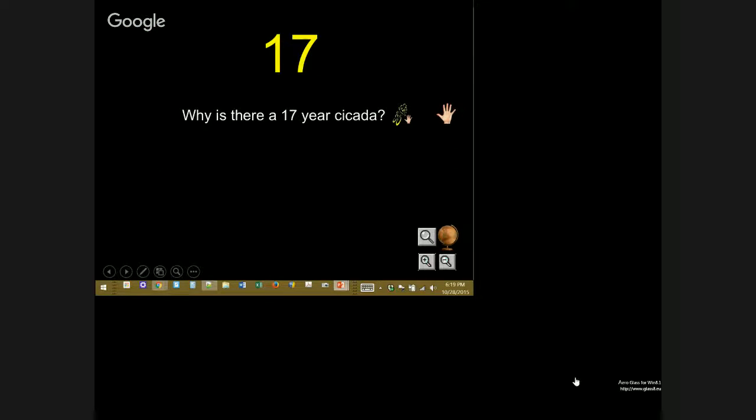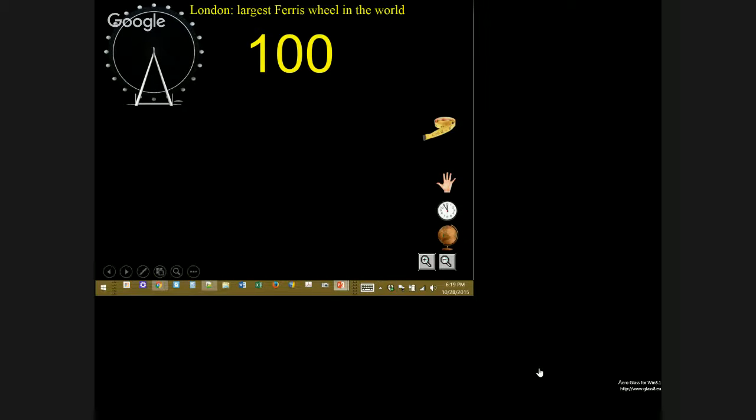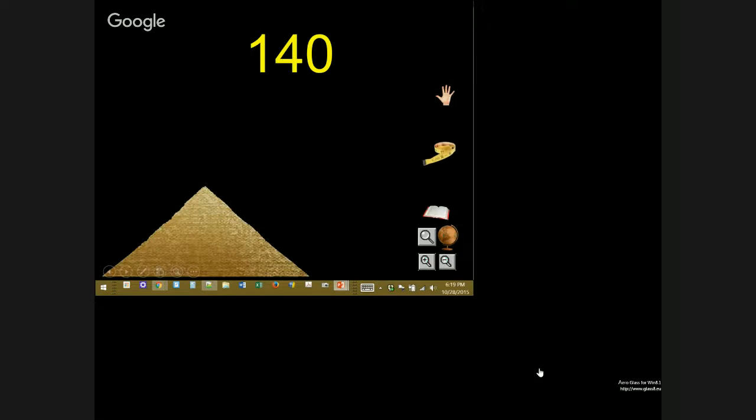So I wanted to show you that. And then I wanted to stop and make a pit stop at 100 meters. 100 meters is about the height up there. Oh no, I guess I want to go further. I want to go to 140. Okay, 140 meters. I've got the Great Pyramid down there because the Great Pyramid was about 140 meters on the side. Okay, just about exactly.